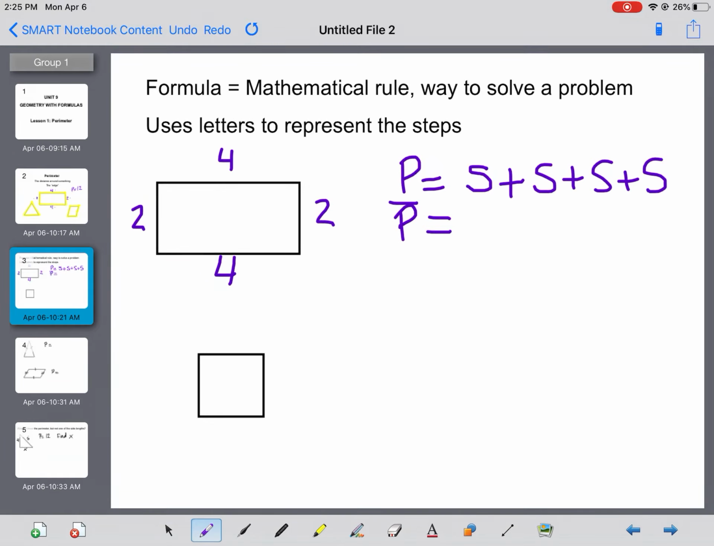Okay, so what you can do is you can rewrite perimeter equals, we're imagining we don't know what the perimeter is, and you can add your different sides together. So in place of the S's, we are putting the value of each side together, and we come up with perimeter equals 12. Now, this seems like a lot of steps for something that is very simple.